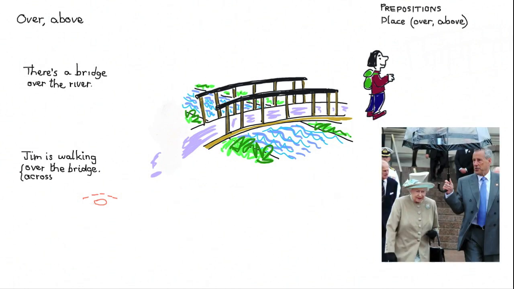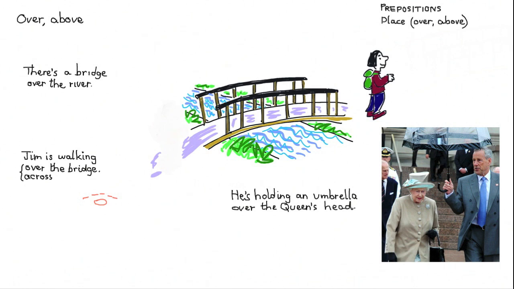Now here's another picture I want to add in. You'll probably recognize her. That's the Queen of the United Kingdom, and the man is holding an umbrella over her head because it's raining. So he's holding an umbrella over the Queen's head.